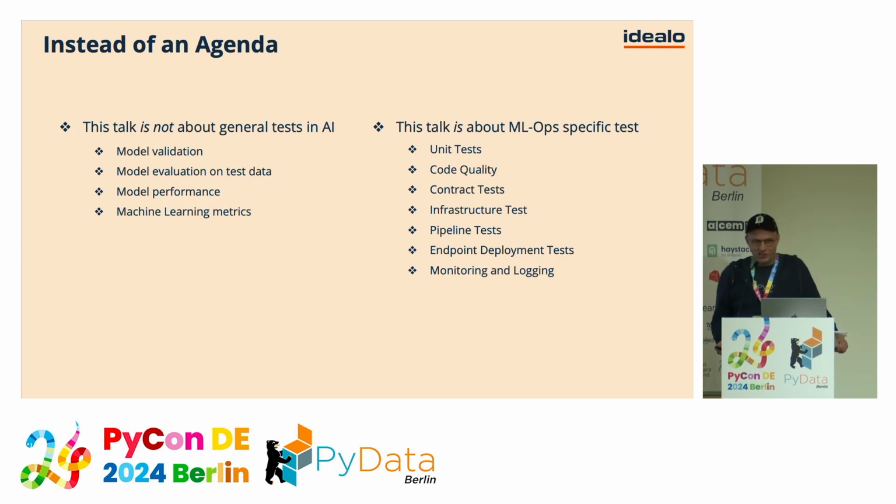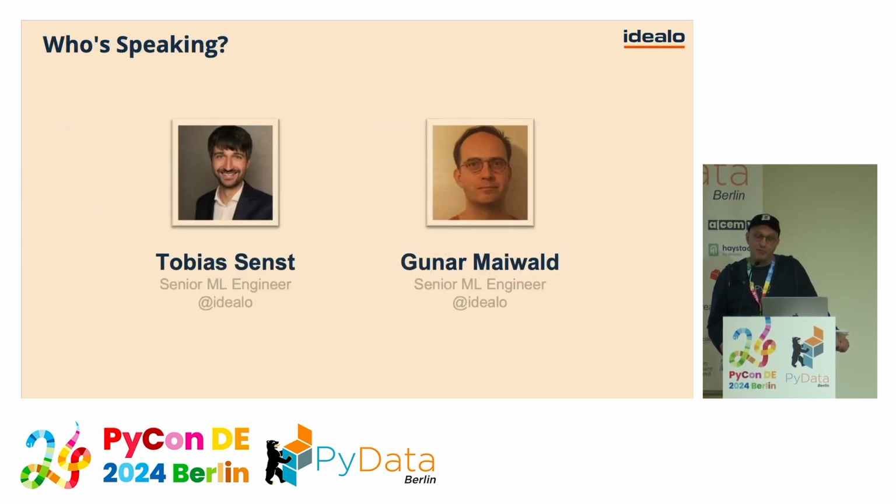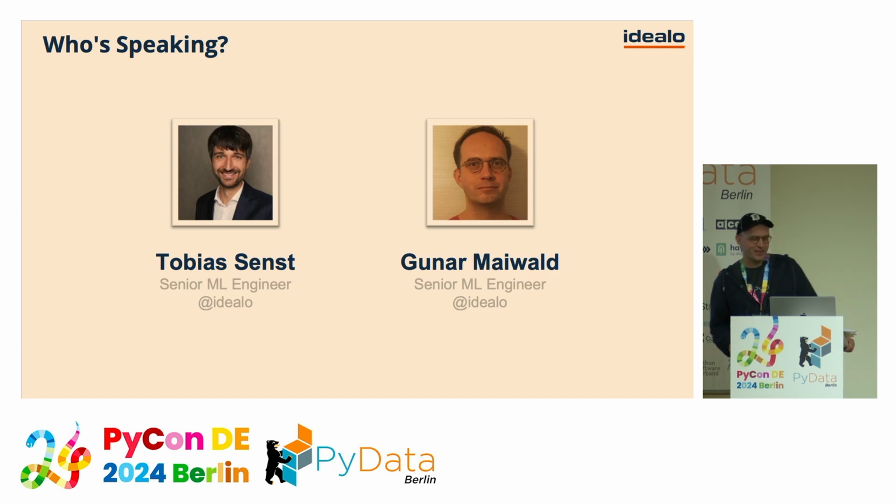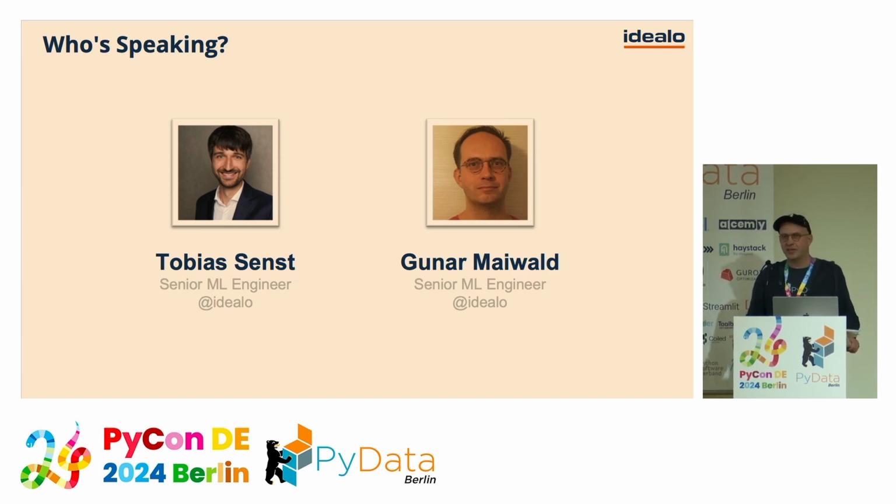So quite a bunch. And before we jump in, let's introduce ourselves. Tobias, standing next to me, got a PhD in computer vision and has been working at idealo as a machine learning engineer for the last 4 years. My name is Gunar. I got a diploma in computer science and have been working at idealo for almost 9 years now, and also work as a machine learning engineer.